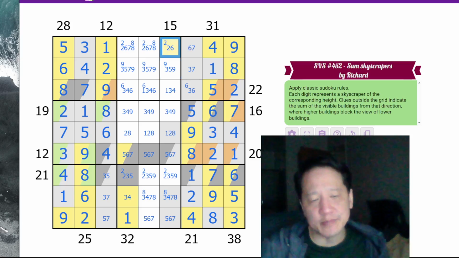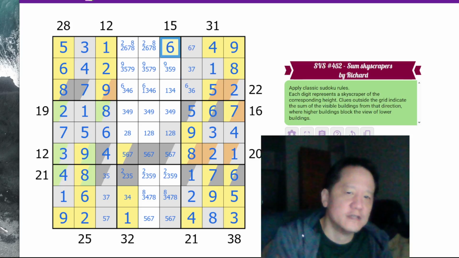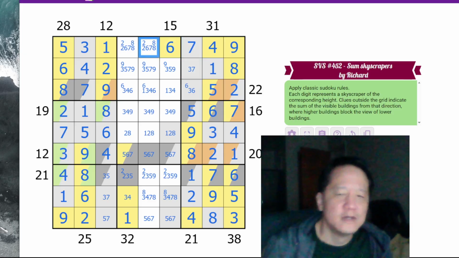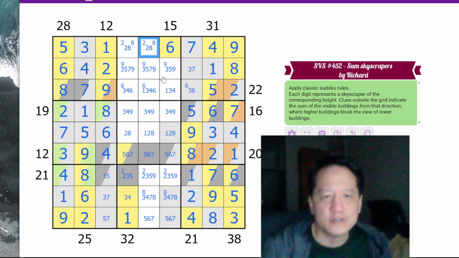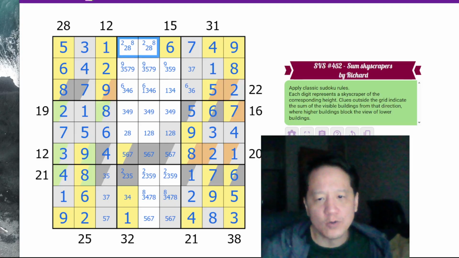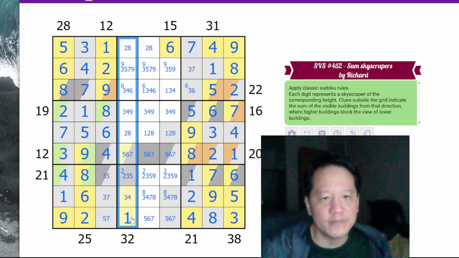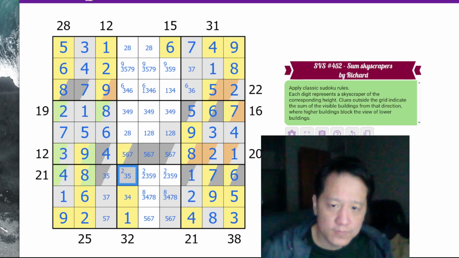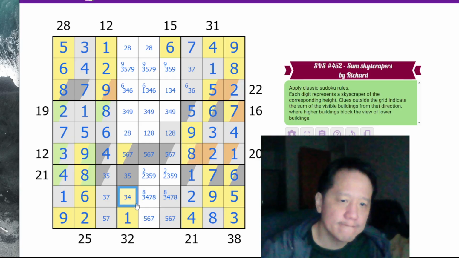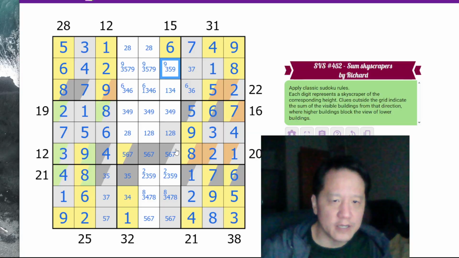So this cannot be 2, therefore this is 6. So this is 6, this is 7, which means this can't be 6 or 7. This can't be 6 or 7. This is 2, 8 as a pair. We have a 2-8 pair in column 4, which eliminates 2 and 8 in the rest of the column. So this can't be 2. This is 6. It could be just 9 here. This is not going to be seen no matter what.